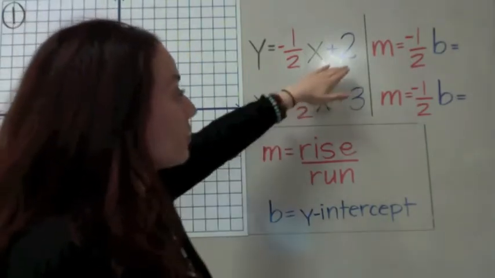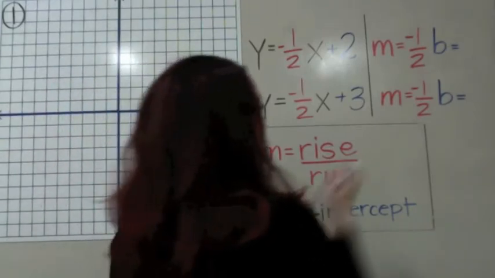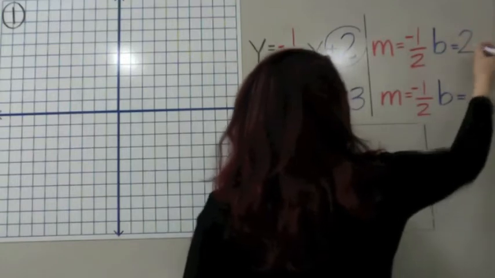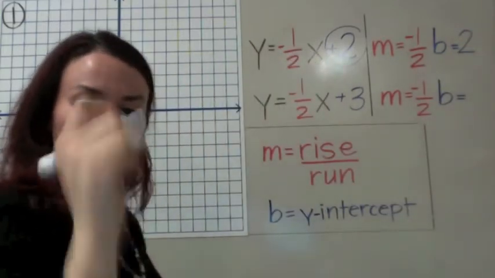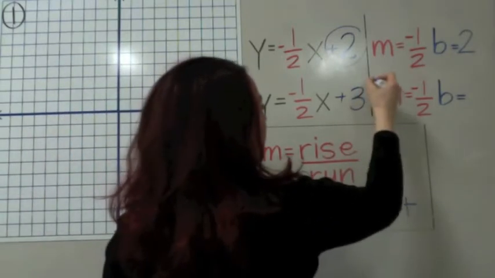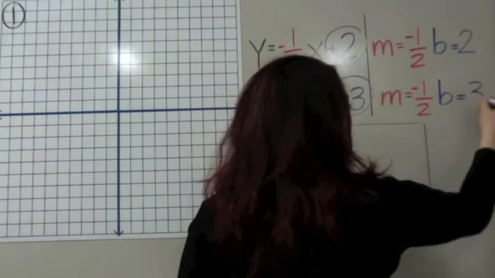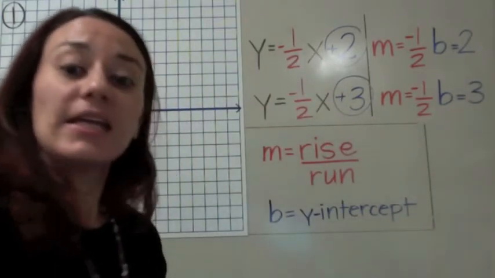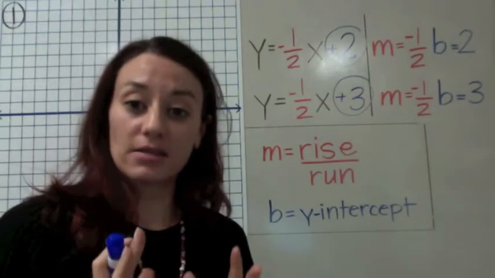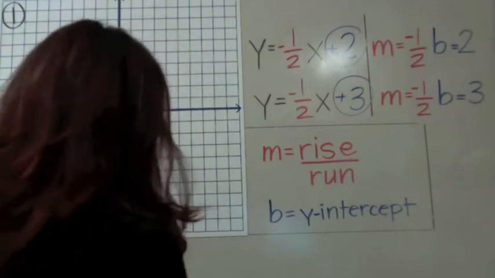Now the y-intercepts are going to be different. So let's circle what they are. In the first equation, the y-intercept is 2. So b equals 2. Go ahead and write that for me. Circle it and write it. And in the second linear equation, b is 3. So the y-intercept is 3. Now when we go to graph these, we're going to discover that these lines are parallel because they have the same slope. So let's begin.